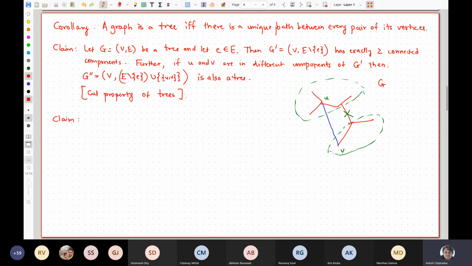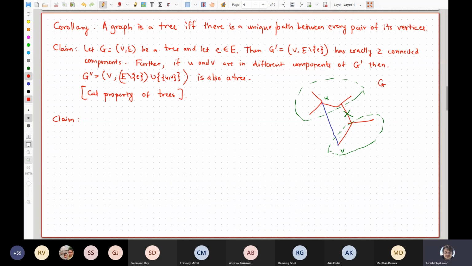Suppose I take a tree and now I add an edge which was not already present in the tree. What do you get? Obviously you create a cycle, but the claim is that you actually create exactly one cycle. You don't create more than one cycle out of this. And similarly, if I take any edge in that cycle and now I throw that edge away, I get back a tree. Right, so let me just write it down.